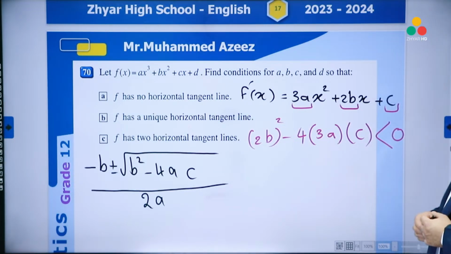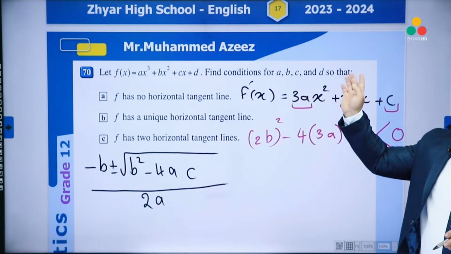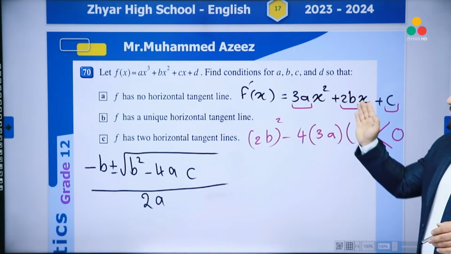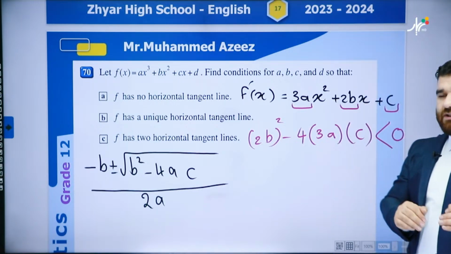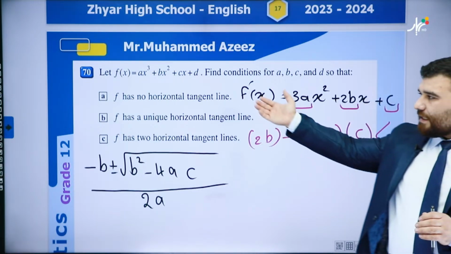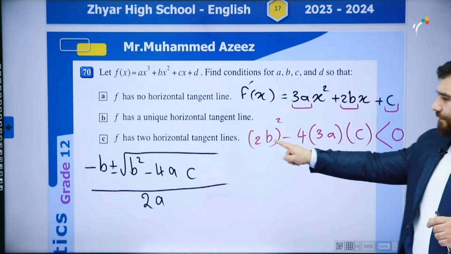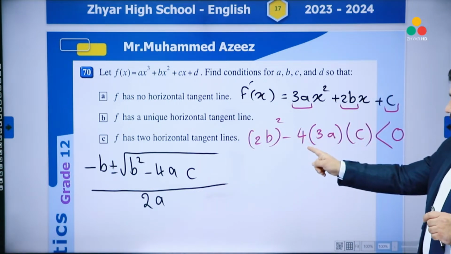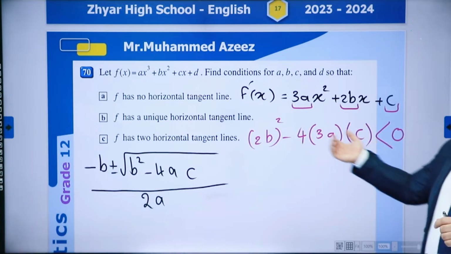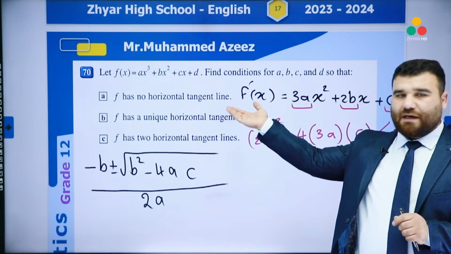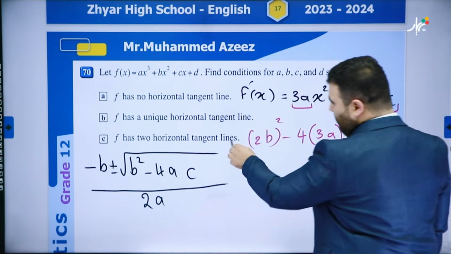If this is less than 0, find conditions. Look, don't mix the questions. I don't need to find A, B, C, D. I just need to find the conditions that make them satisfy these points. If 2b power 2 minus 4 times 3a times c is less than 0, then it has no horizontal tangent. That's for part A.